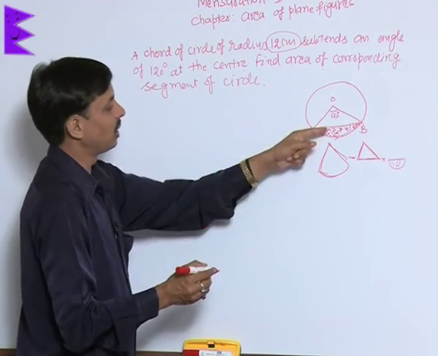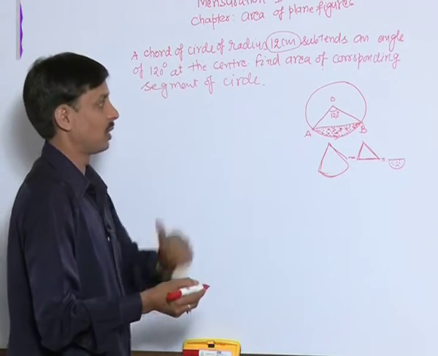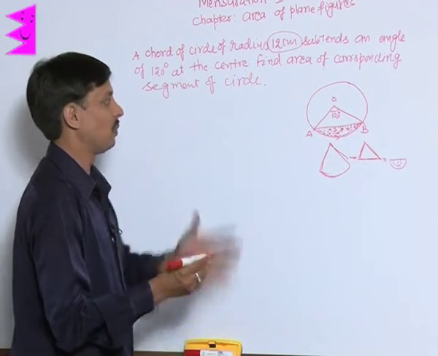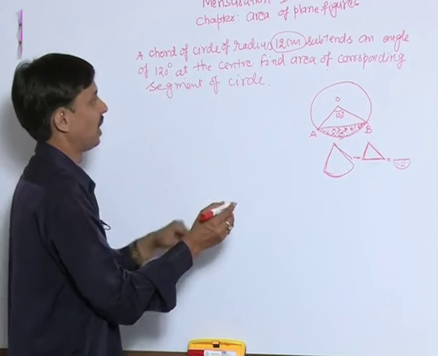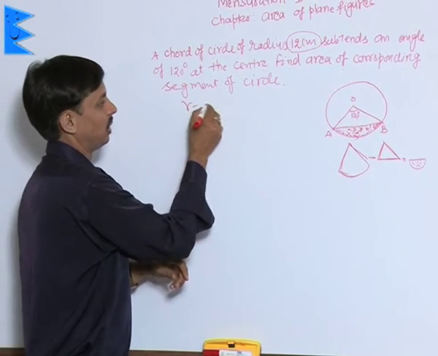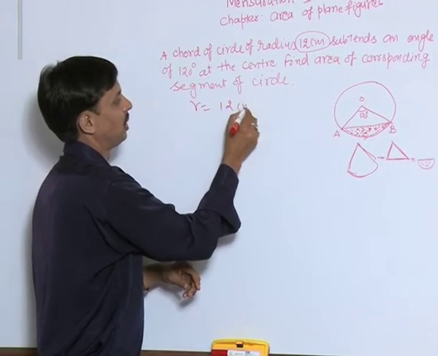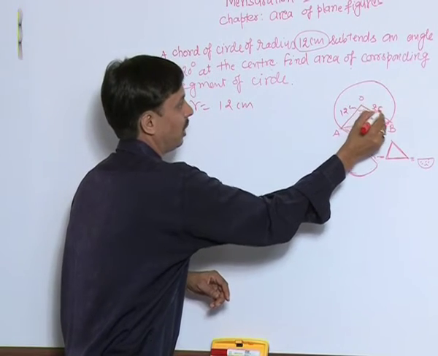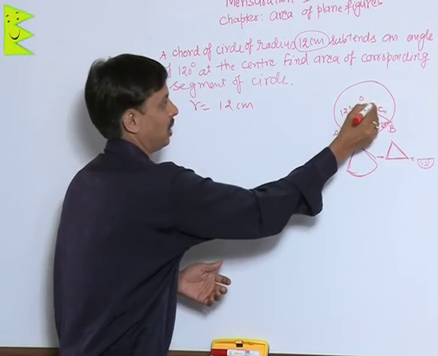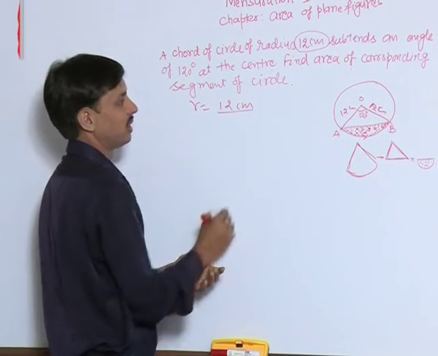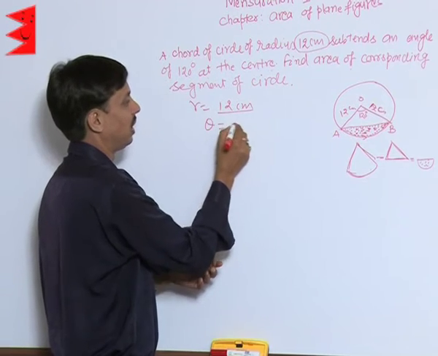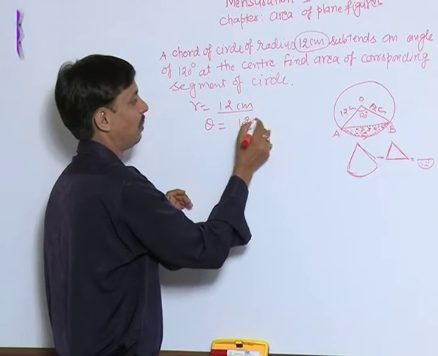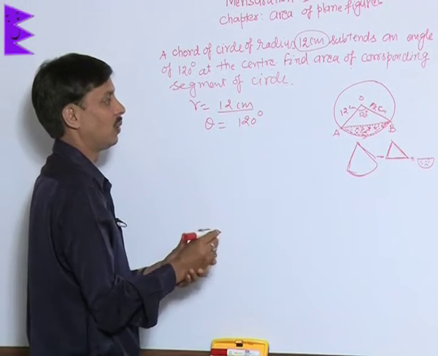So to calculate the area of a segment, there is a direct formula, and there is also a conditional formula. I am writing: radius is 12 centimeter. OA is 12, OB is also 12 centimeter. Radius is 12 centimeter, and the central angle, the angle made by the arc at the center, is 120 degrees.